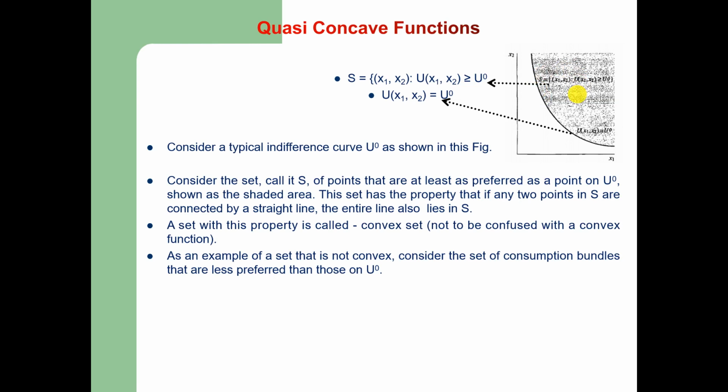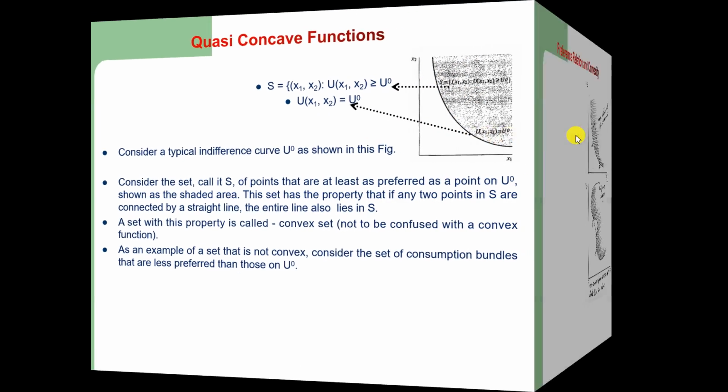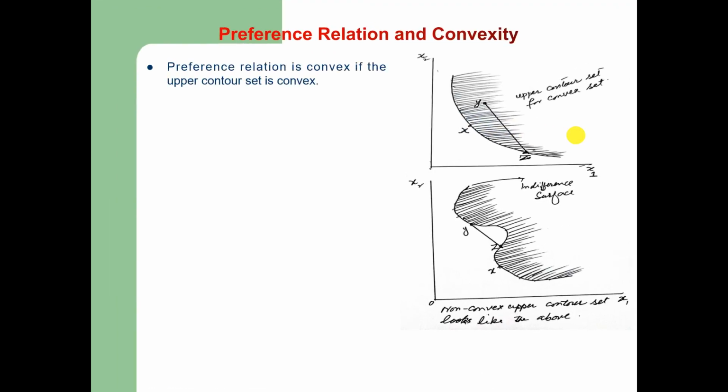So as an example of a set that is not convex, consider the set of consumption bundles that are less preferred than those on U0. So that will be the set of those points which are below this indifference curve, which are less preferred to U0. Let me also discuss preference relation in relation with the convexity. A preference relation is convex if the upper contour set is convex.